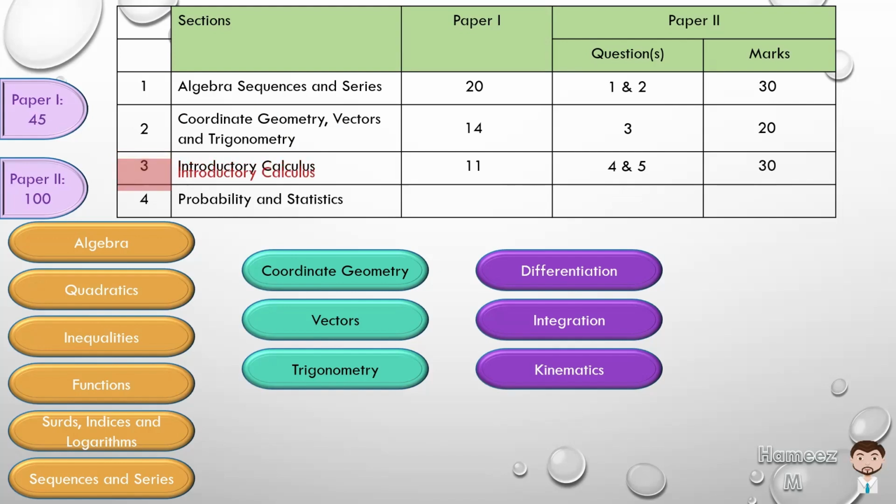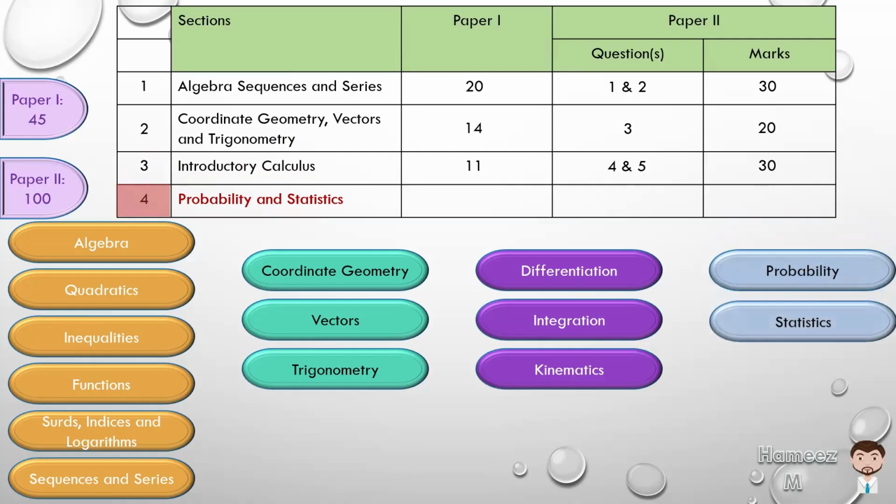And finally, we come to probability and statistics. Since 20 and 14 and 11 is 45, there are no questions in paper 1 on probability and statistics. It is broken up into two topics, of course, probability and statistics. And it comes as the last question in paper 2, number 6, with 20 marks, which gives us a total of 100 marks.